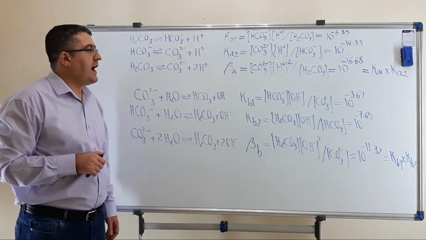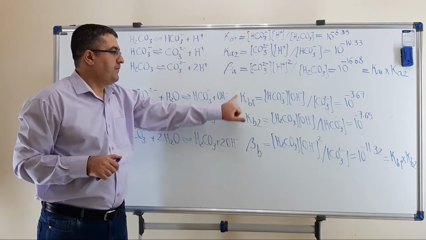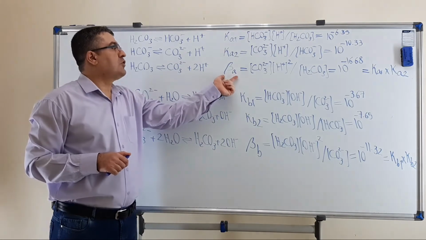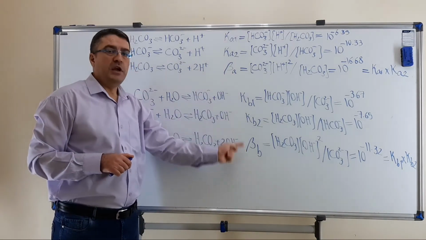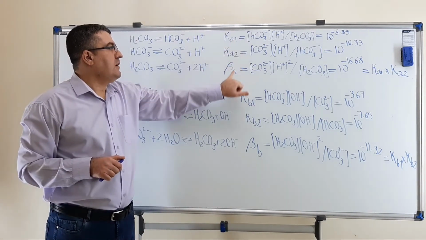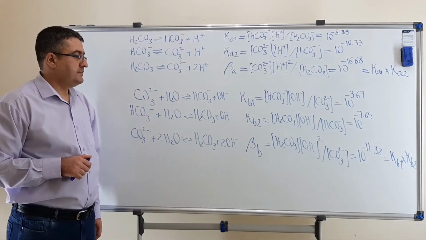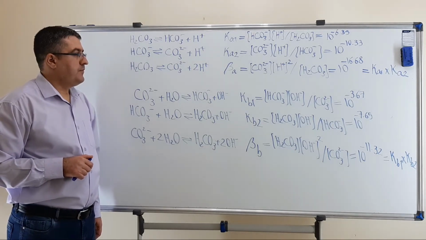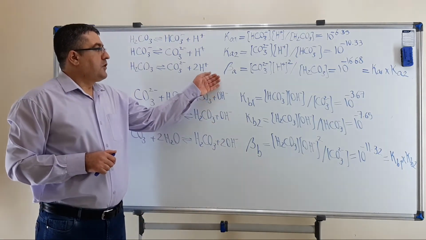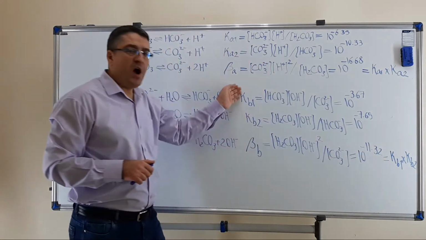Also here we can see that for stepwise equilibrium constants, we use K, while for cumulative equilibrium constants, we use beta. For acidity constants, we use A. For basicity constants, we use B. Cumulative equilibrium constants are products of stepwise equilibrium constants.